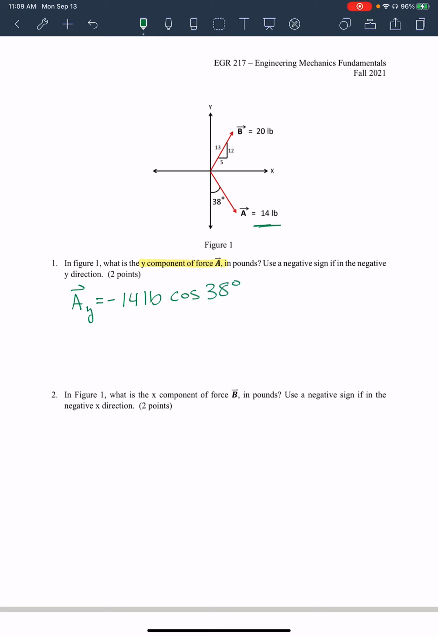So cosine, because we have SOHCAHTOA, we have an angle here, we're interested in the adjacent side. So that's why it's cosine, and then it's pointed in the negative y direction, which is why we know it's negative. So AY equals, let me grab my calculator.